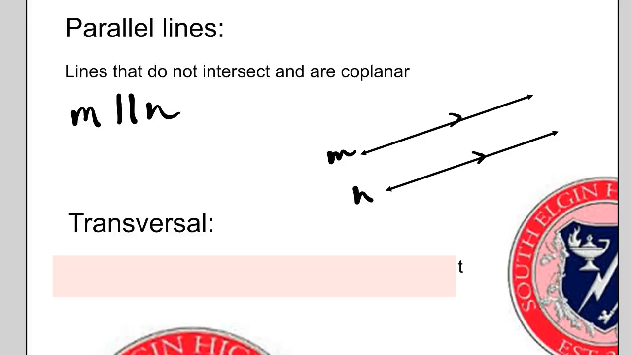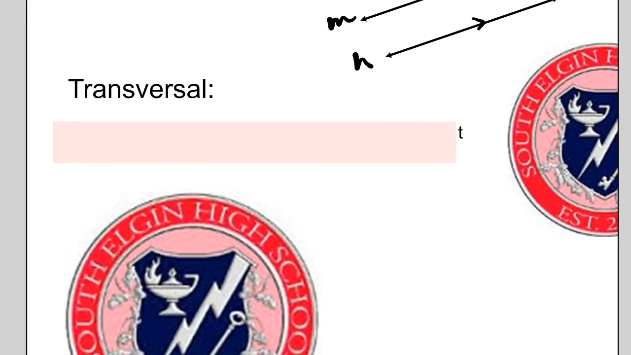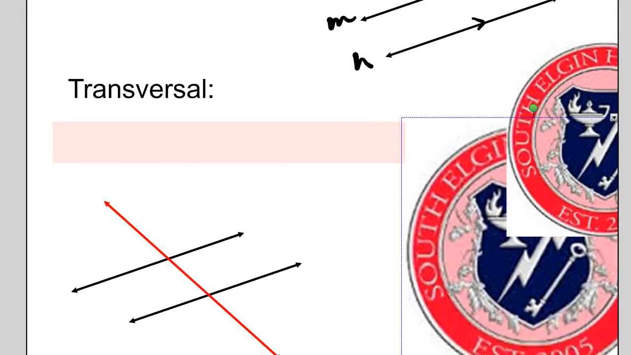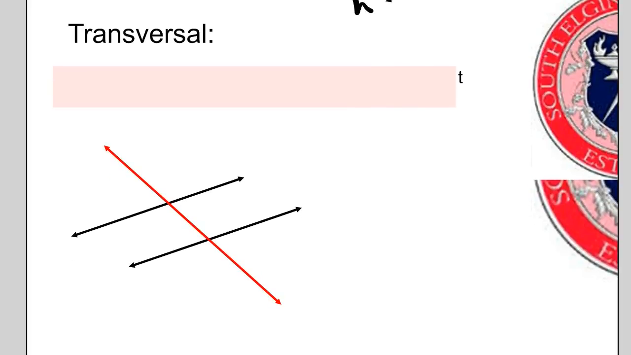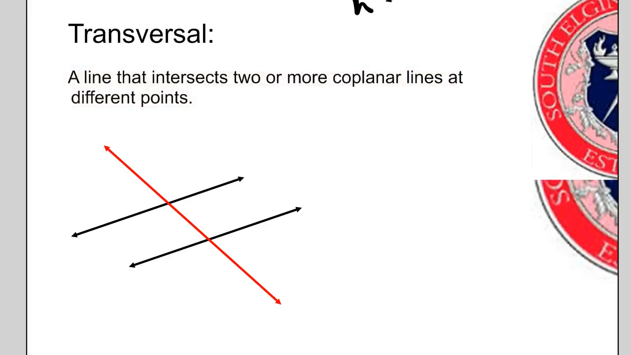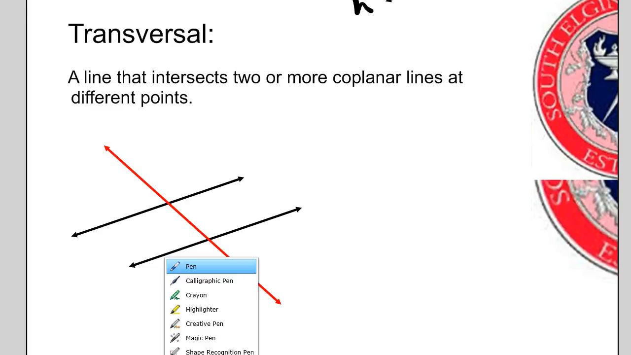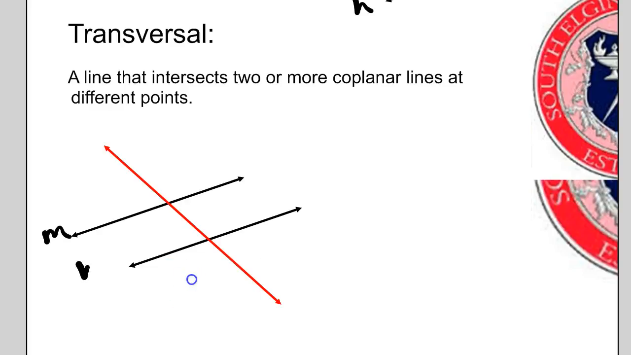Next, let's do what is a transversal. So I'm going to scroll this, and I want you to draw this picture. So here's my transversal. That's the line in red, and I want you to do two parallel lines. And my definition: a transversal is a line that intersects two or more coplanar lines at different points. So we've got line M, line N, and line T is my transversal. Notice that my transversal intersects line M right here, and it intersects line N down here.